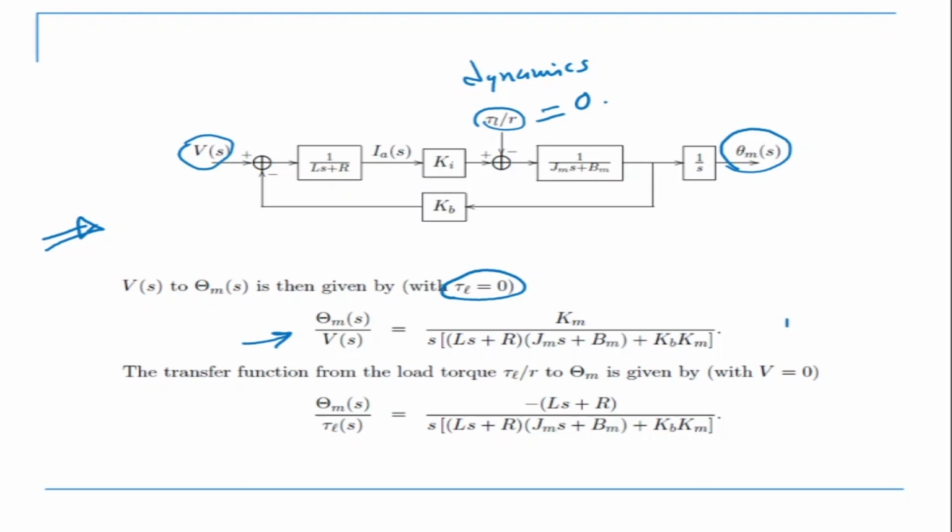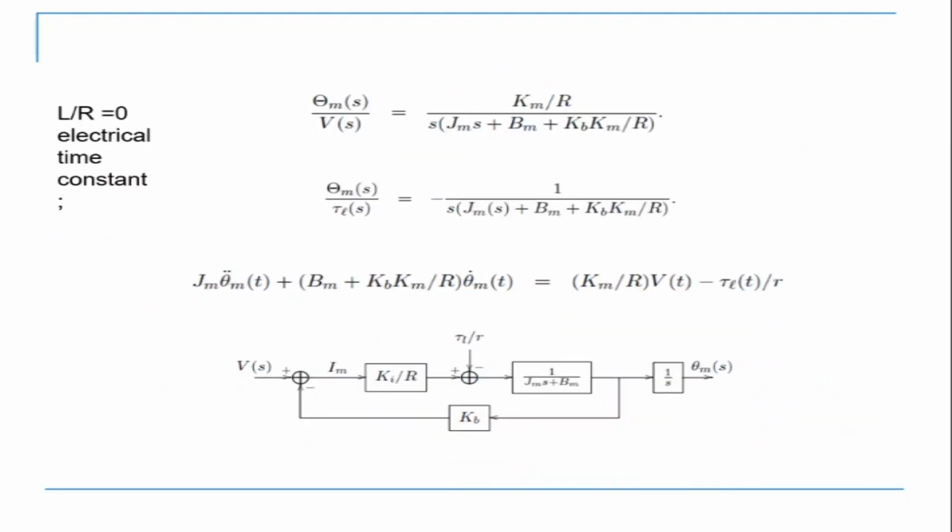So I get a transfer function which is this one. Then I assume that the input voltage is equal to 0, so it is basically between the disturbance torque tau L and theta m. So this is my equation 2. The total transfer function by superposition is equal to 1 plus 2. So this is how we handle cases where there is more than one input, by using the principle of superposition.